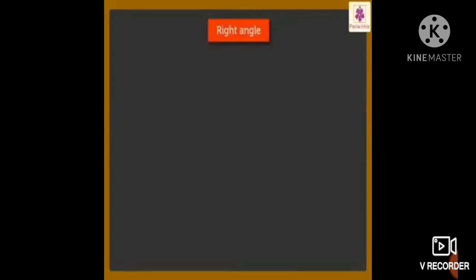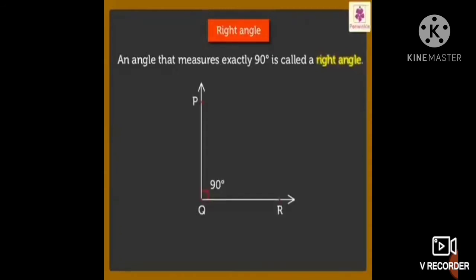Next one is the right angle. What is the right angle? An angle that measures exactly 90 degrees is called a right angle. So this is an example for a right angle here. This is exactly 90 degrees. Angle PQR is 90 degrees here. So angle PQR is a right angle.